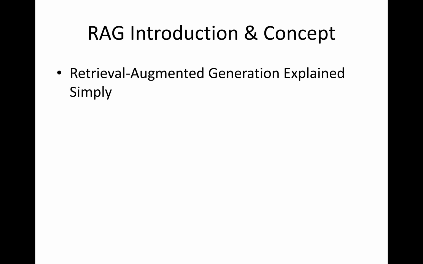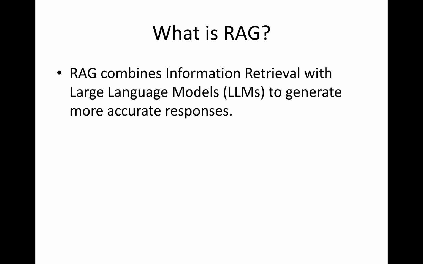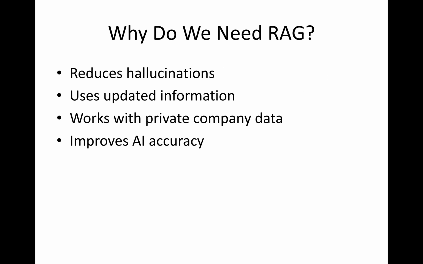So let's understand what is RAG. RAG stands for Retrieval Augmented Generation. It is an AI architecture that combines information retrieval as well as large language models, which is LLMs. So instead of relying only on the model's training data, RAG retrieves relevant information from external sources before generating an answer.